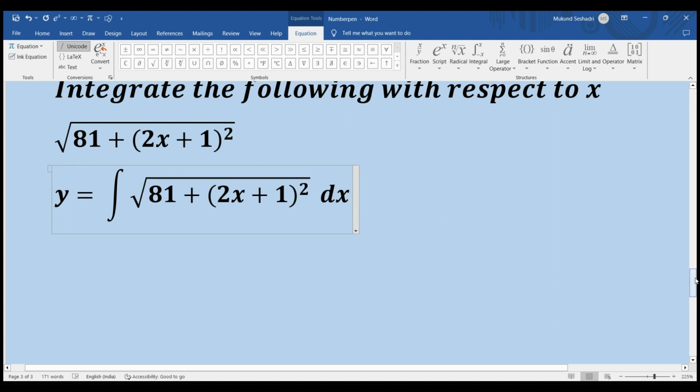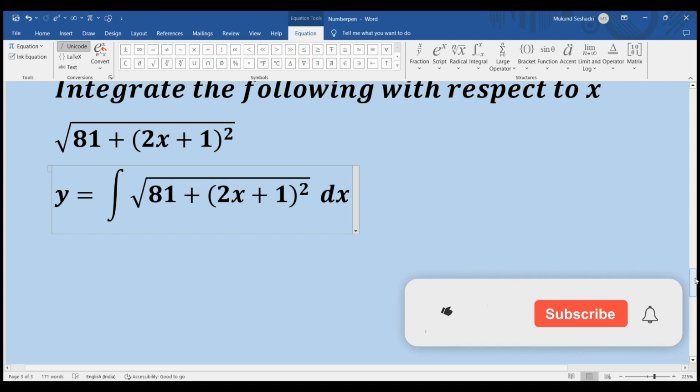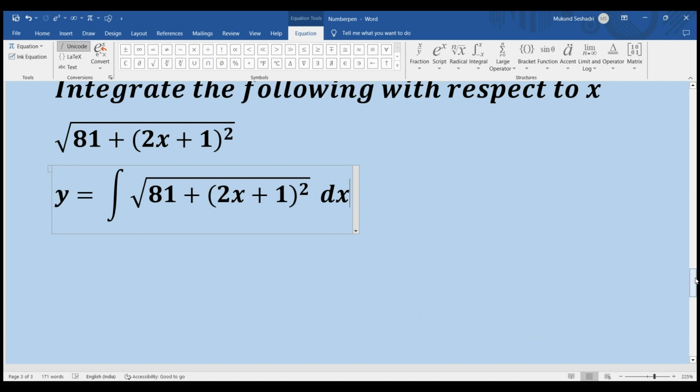So that's my y, and I know that my y is not in a very simple format whose antiderivative I know from first principles. But when I take a closer look at y, I see that I've got a square root of the term inside, which is 81 plus (2x plus 1) the whole square, right? My 81 is nothing but 9 square, and with a bit of substitution I can express my y as the integral of square root of a square plus x square times dx, as in of that format. So let's try and do that.